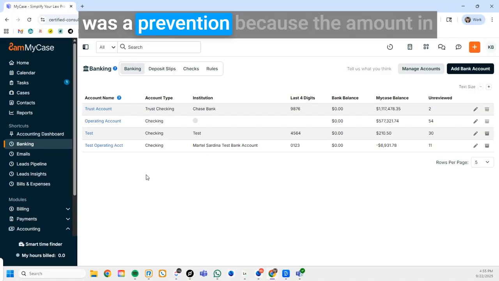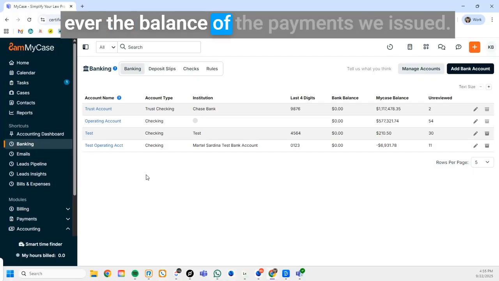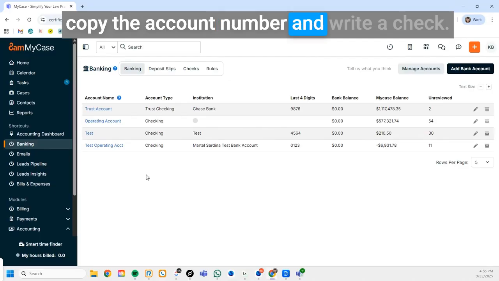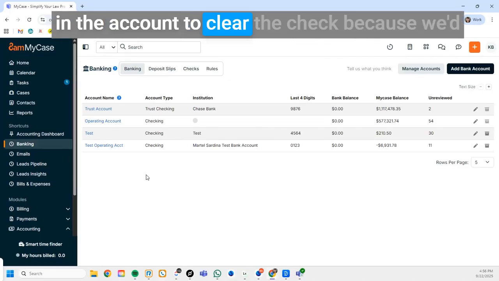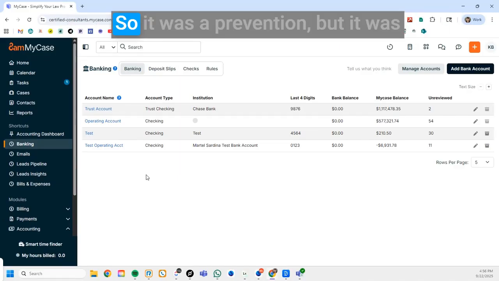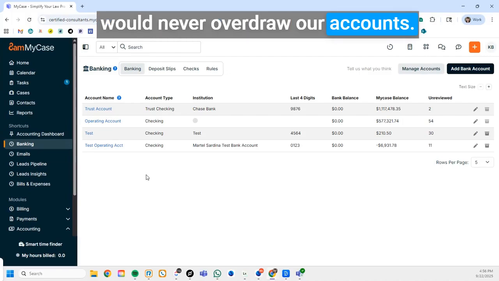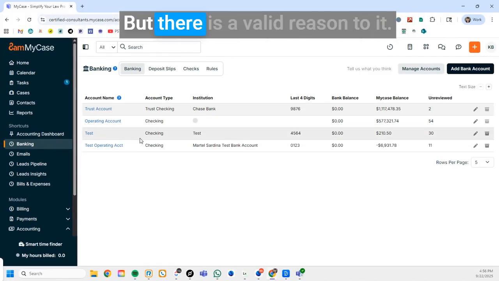And that was a prevention because the amount in the check disbursement account was only ever the balance of the payments we issued. So if somebody tried to take our check, copy the account number, and write a check, there most likely wouldn't be enough money in the account to clear the check, because we'd issue checks and they'd clear right away. So it was a prevention, but it was also budgeting, making sure that we would never overdraw our accounts. So I know this may look funny to some who are like, why are there multiple accounts? But there is a valid reason to it.